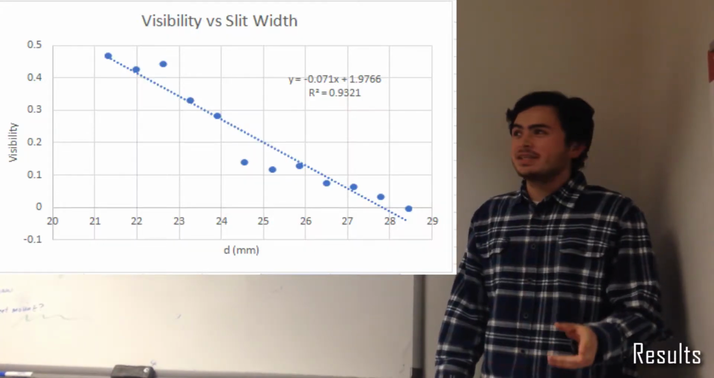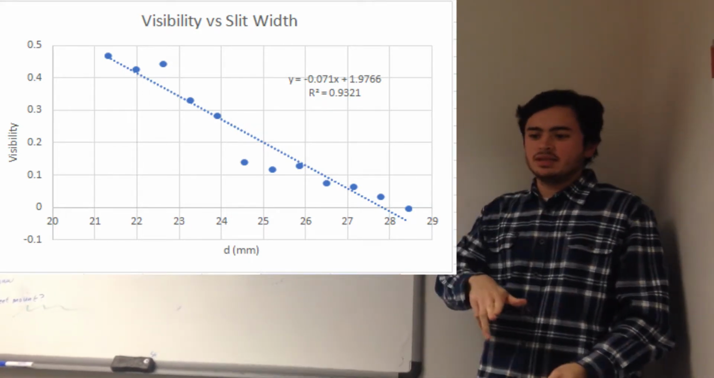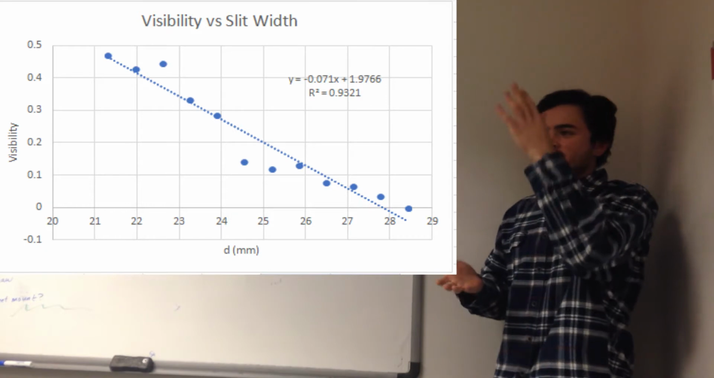What we saw from our results is that when our slit width was increasing, our visibility was decreasing. And as you can see by our graph, that's what our data did show.